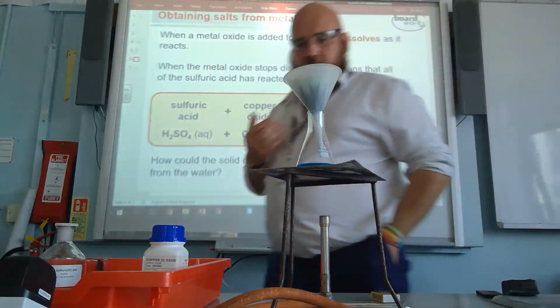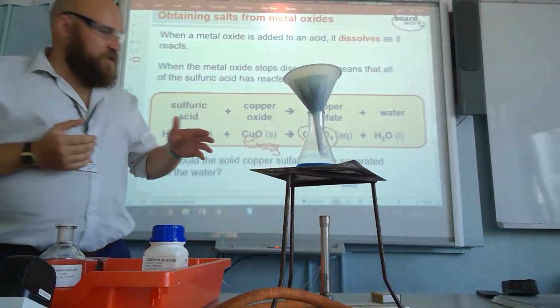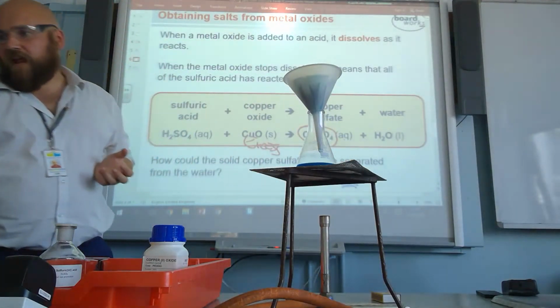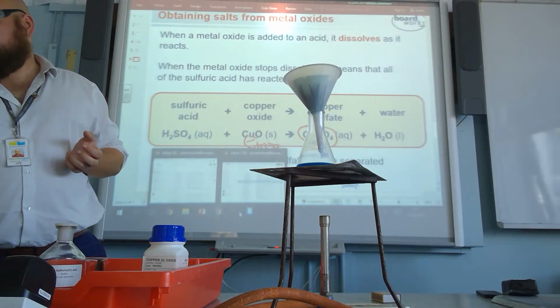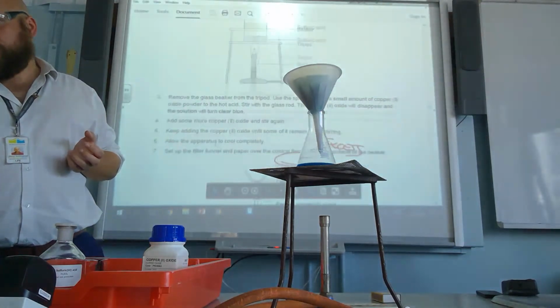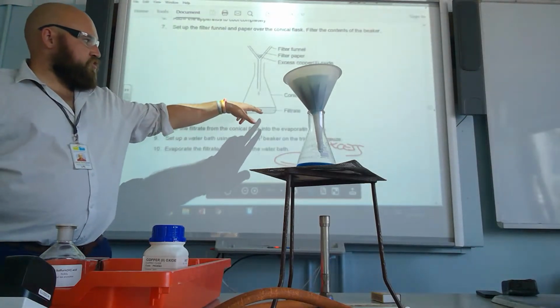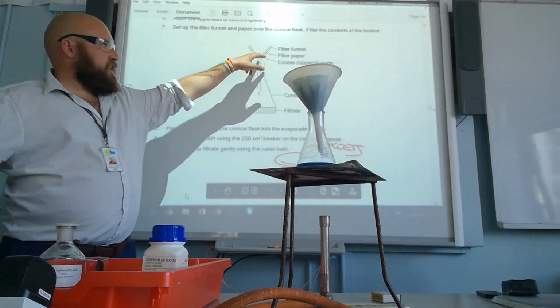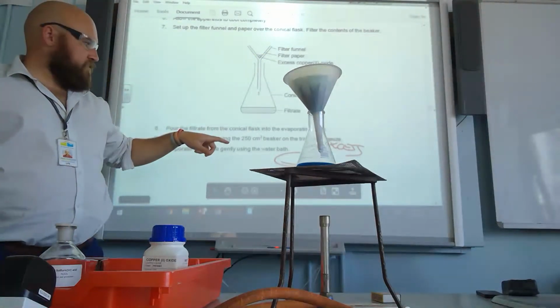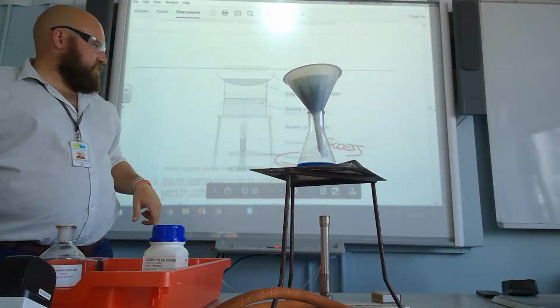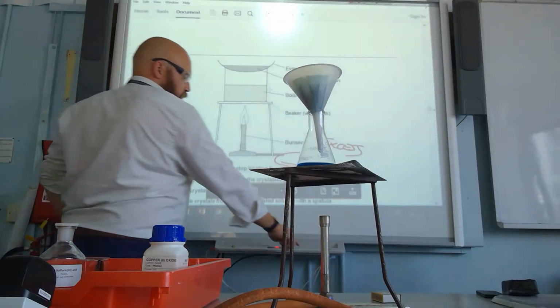And now we're going to think about, right, so I've got my copper sulfate solution. I need to get the solid copper sulfate out. Now, a couple of ways we can do this, all right? The actual AQA method is to, so we're going to filter it. There's our filtrate. The excess copper oxide is going to be caught in there. I'll show you that when it's finished filtering. And you can heat it on a beaker of boiling water.